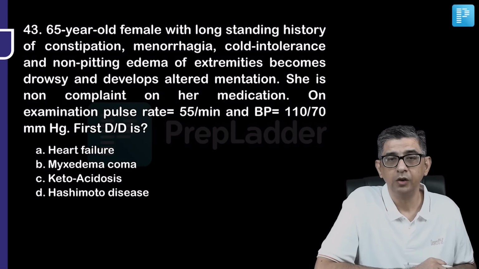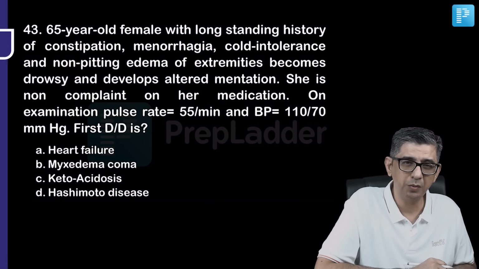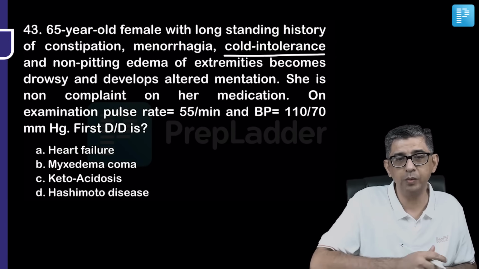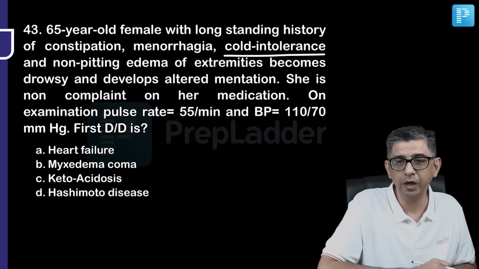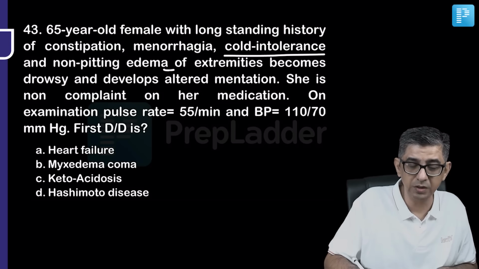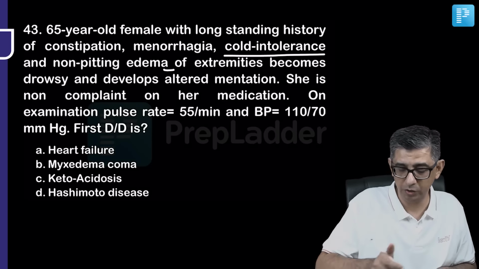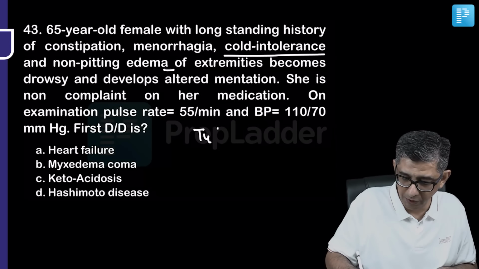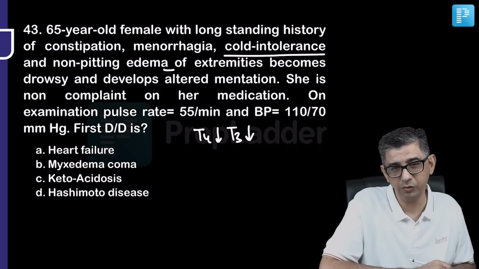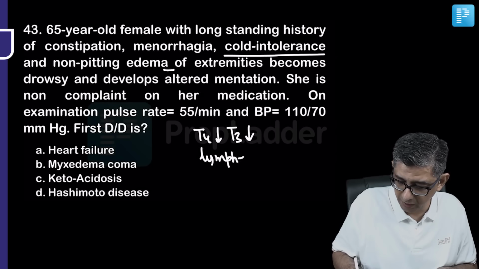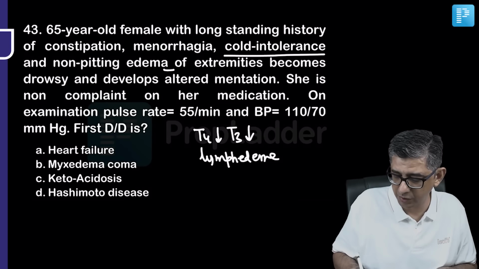The next one talked about a 65-year-old lady with a long-standing history of constipation, menorrhagia, and cold intolerance. Cold intolerance tells you a thyroid problem is there. There is non-pitting edema of the extremities, which means there is a lymphedema, and now she has become drowsy with altered mentation. So first of all, I know I'm dealing with a case of hypothyroidism. Just put down arrows to say T4, T3 are less, so there is hypothyroidism. There is also lymphedema described in the patient, and now there are CNS problems.